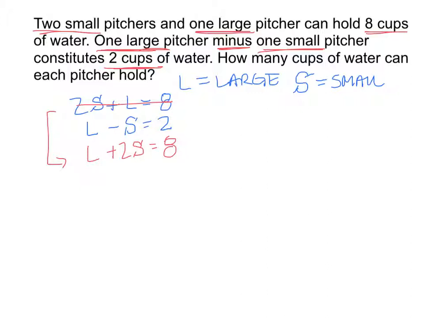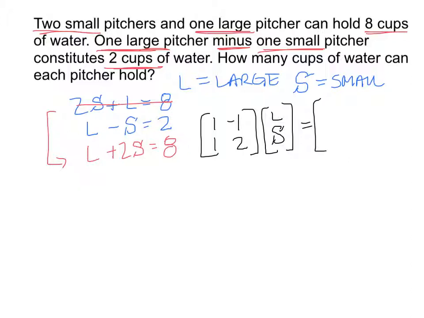So let's set up our matrix equation. 1 large minus 1 small, 1 large plus 2 smalls, times large, small, equals 2 and 8. Something that's cool about matrix equations is that if you wrote the 2 equations in a different order, that's absolutely fine. As long as everything in the first row is of one equation and everything in the second row is of the other equation, we're good.